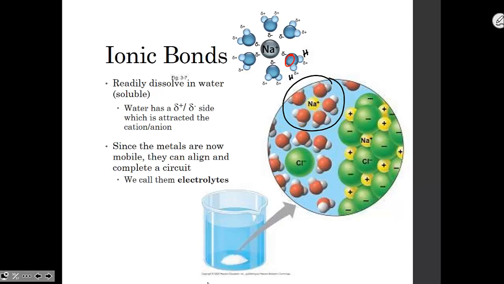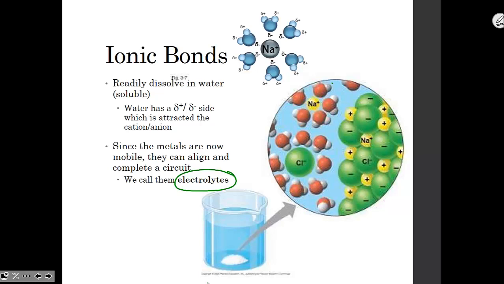The oxygen end of water, which is a little bit negative, will surround the cations and pull them apart. The hydrogen end of water, which is a little bit positive, will surround the anions and pull them apart. Since cations are made out of metals, these cations can actually be used to close a circuit. In class, we talked about how they form electrolytes.